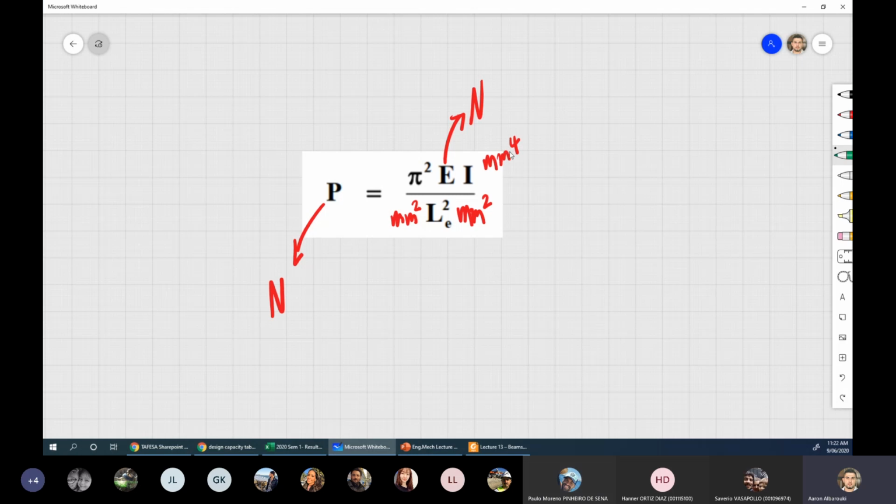Rather than having millimeter to the power of 4, let's define how the I value comes. I think the I value for a circular section will be pi d to the power of 4 over 64, so the answer will be millimeters to the power of 4. But if you take the fourth root, you can get millimeters. Did that answer your question? Yeah, because every time I was doing the question I cancelled all the units, and the D was unitless, and I was confused. That was my mistake.